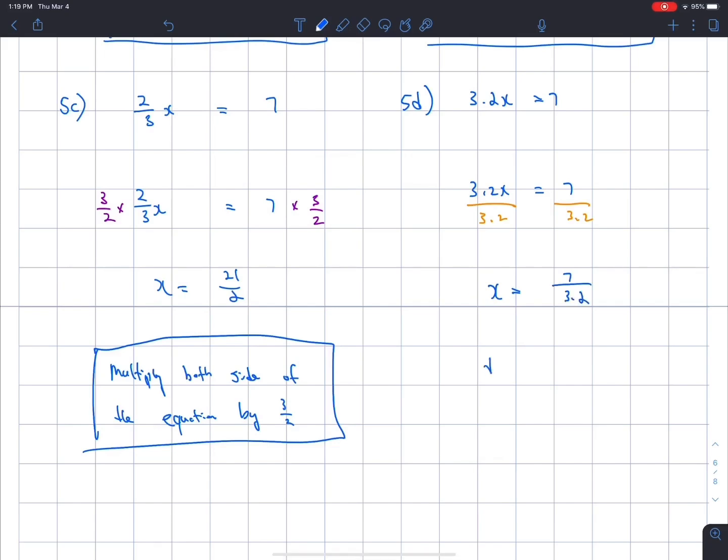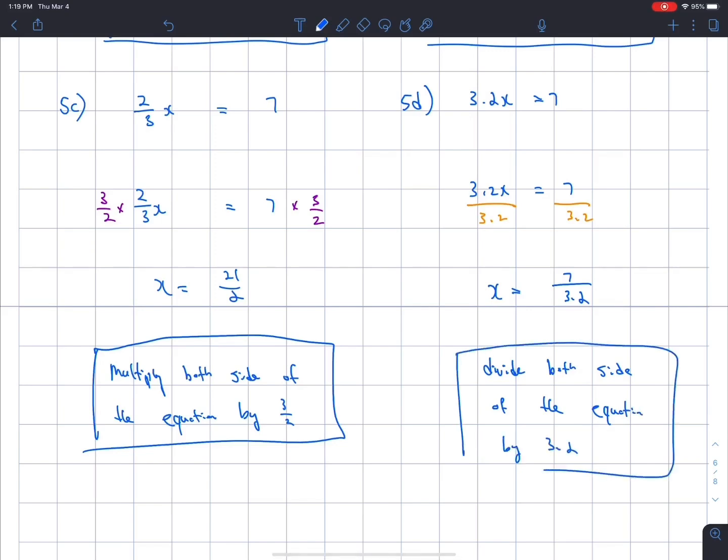So this time we want to divide both sides of the equation by 3.2. And that's it for question 5. I'll see you in question 6.